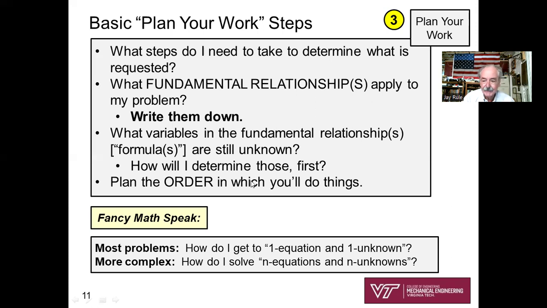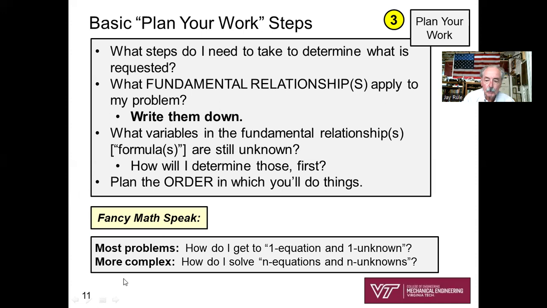Okay. And then in this little mental planning thing, plan the order in which you do things. So you don't have to write things down. You don't have to write down your plan. Just get it in your head. And so in fancy mathematical speech, for most thermo problems, how do I get to one equation and one unknown? That's the trick, really, right? So mathematically speaking, I need to get one equation and one unknown.